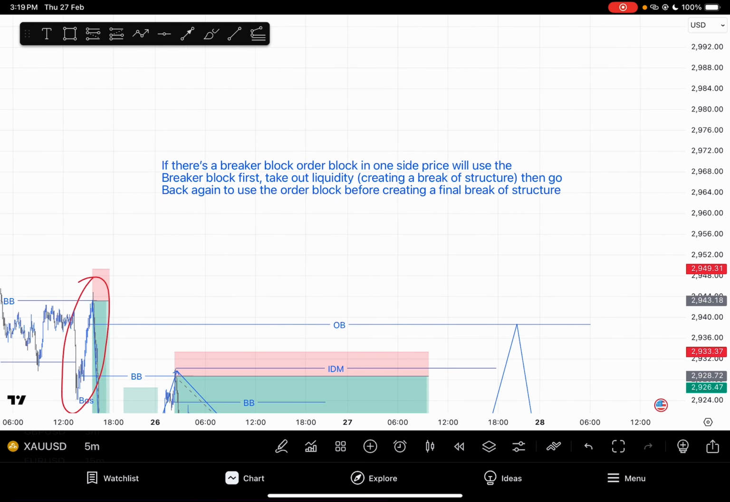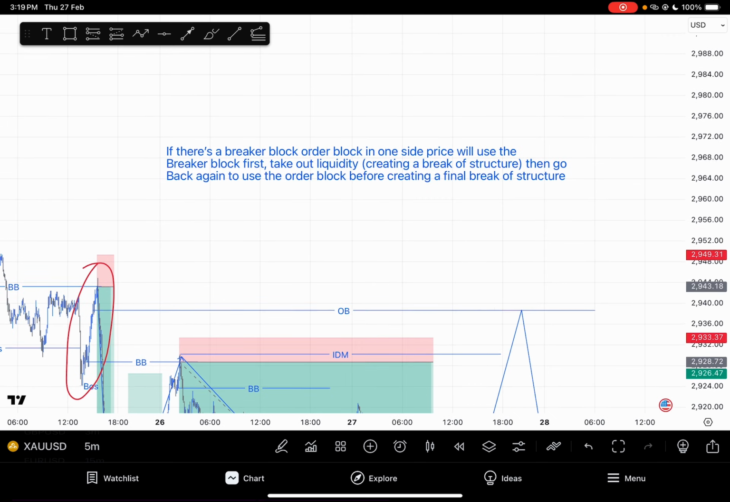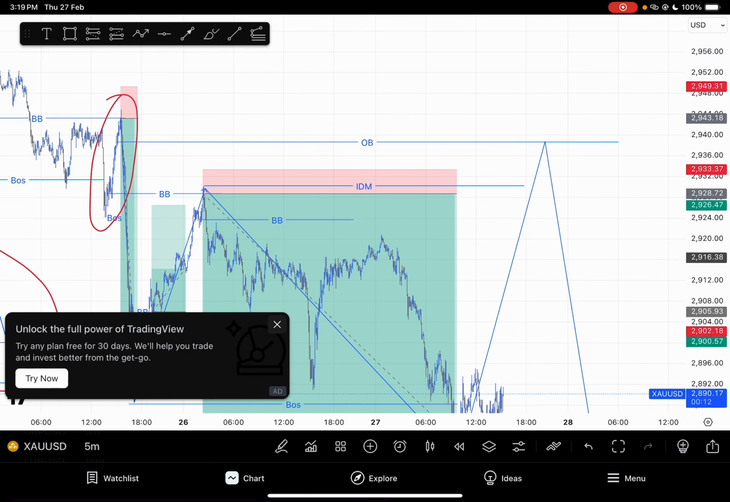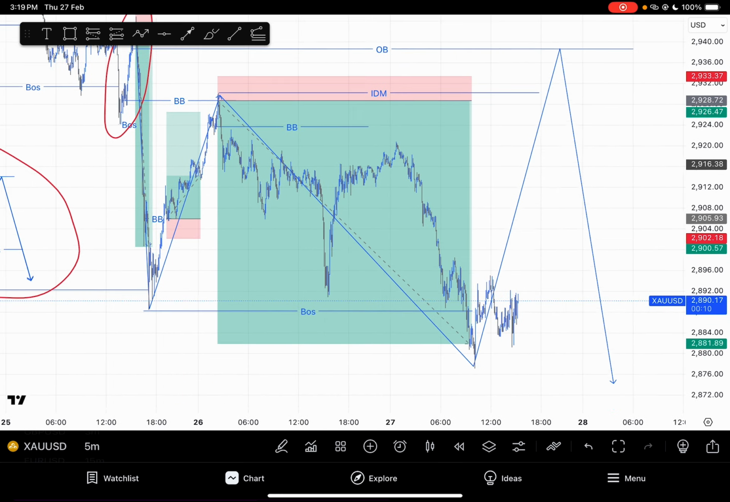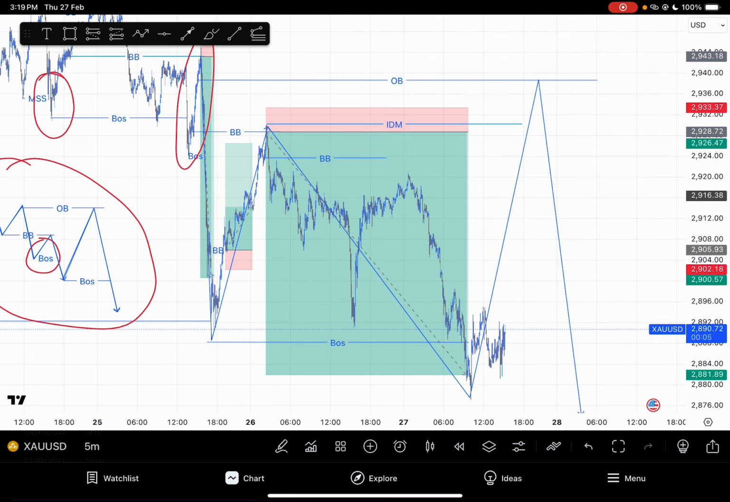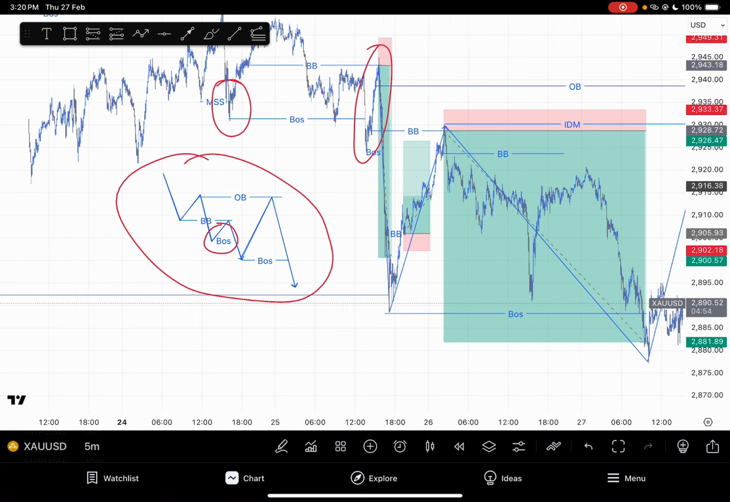So you see, each time there's an order block and a breaker block in one side, price will use the breaker block first, take out liquidity, that's creating the break of structure. Then you see price go back again to use the order block before creating a final break of structure. So this is what we're expecting gold to do for either this week or next week. So you just have to keep watching the charts and waiting for price. You have to be patient, wait for price to come to your point of interest. You don't have to chase the market.